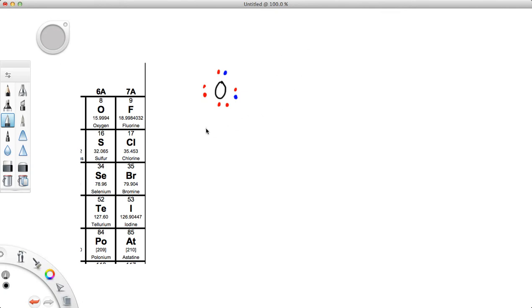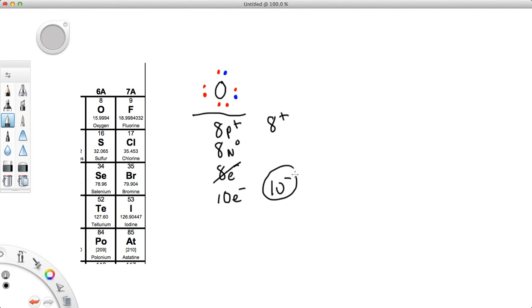So when it does, oxygen normally has 8 protons, 8 neutrons, and 8 electrons. Well, it's going to gain 2. So when it gains 2, it's now going to have 10 electrons, causing there to be 8 positives, 10 negatives. When there's 8 positives and 10 negatives, there's more negatives. So we indicate oxygen as O, and it's got 2 more negatives, 2 minus. And the same thing is true for everything else in that group. Sulfur, 2 minus. Selenium, 2 minus.